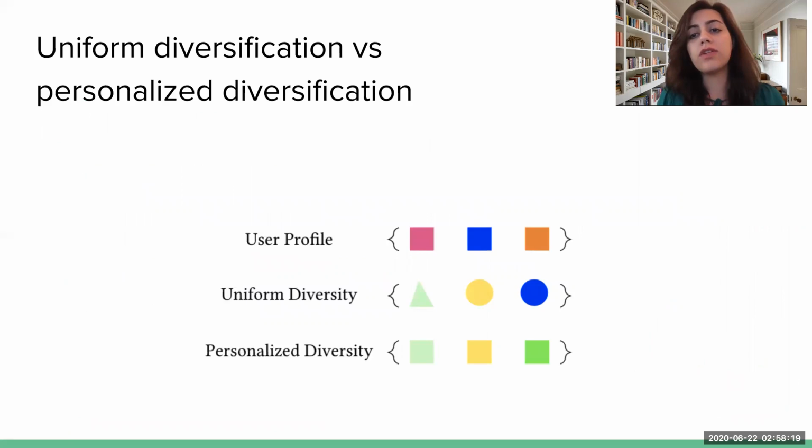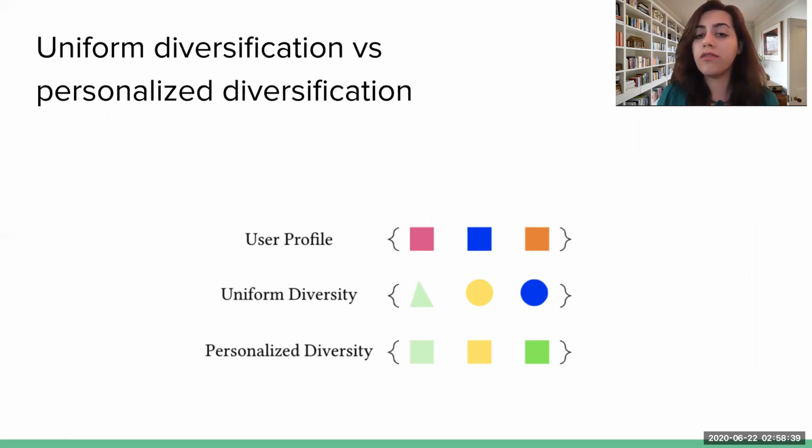Here we discuss the difference between uniform and personalized diversification in a more fine-grained manner than what is discussed in the past literature. Let me explain this idea through the figure below. As you see in the plot, the first row depicts a user profile, and based on her profile, we realize she likes different colors, but she has only preferred the squares in the past.